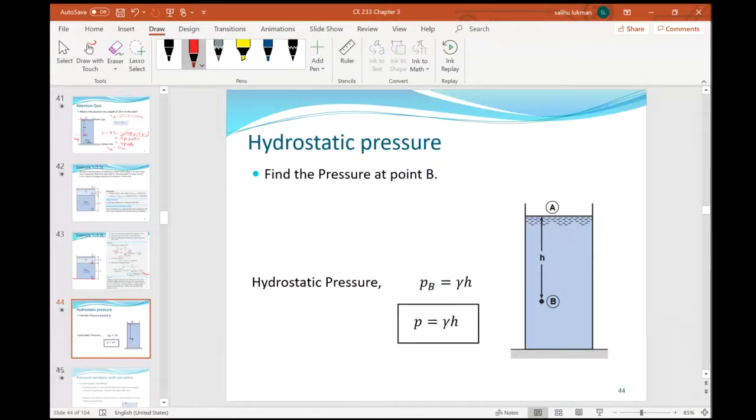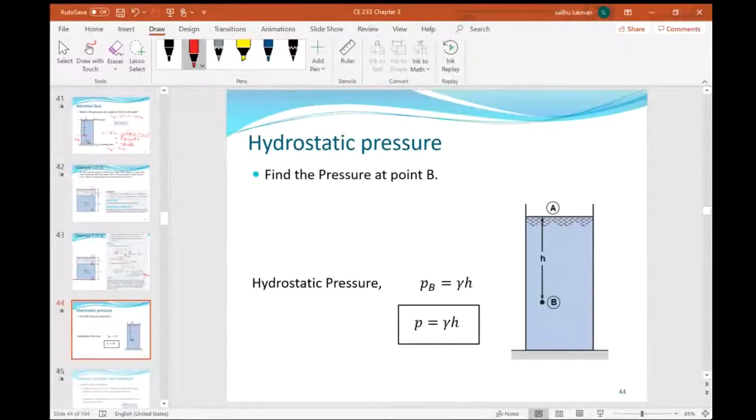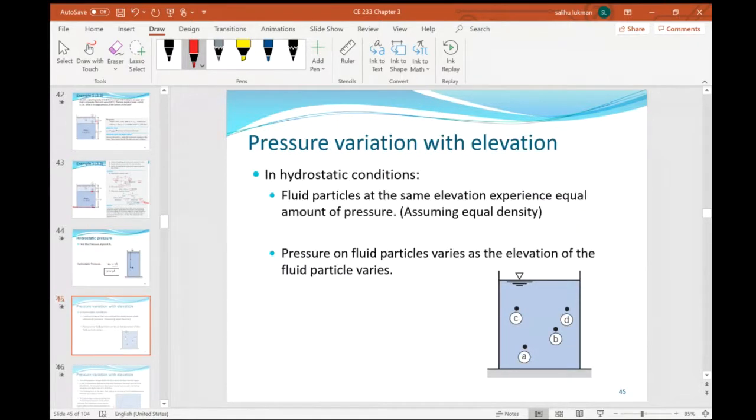Still on the hydrostatic pressure, if we want to find the pressure at point B, all we need to do is to use gh, the height of the water column times rho g. The pressure variation with elevation, we explained also in hydrostatic condition. Fluid particles at the same elevation experience an equal amount of pressure if they are within the same fluid.